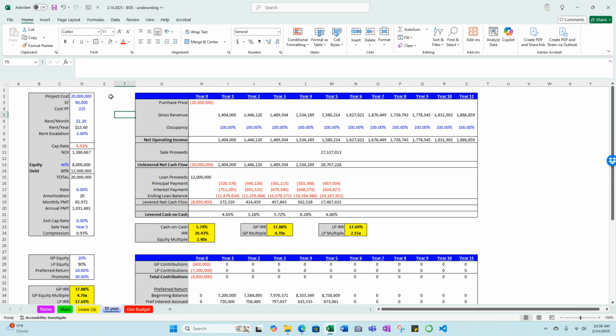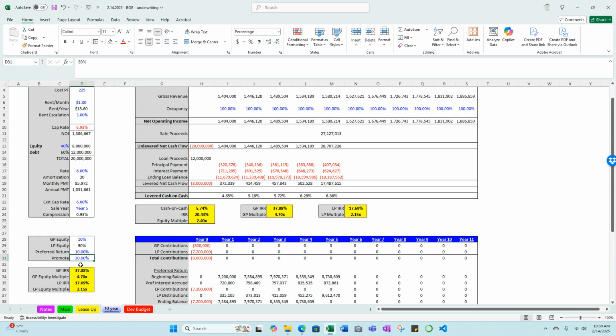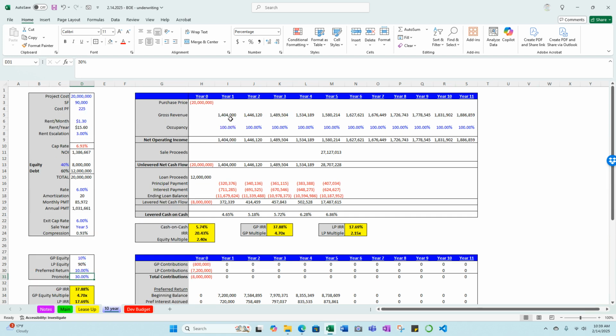And I'll just kind of read through. We've got project costs, site or total project square feet, cost per square foot, rent per month, rent per year, rental escalation, cap rate, net operating income, equity and debt, loan information, exit cap, compression. And then down here we have the GP equity, LP equity, preferred return, and the promote over preferred return. Then we have our return assumptions down here.